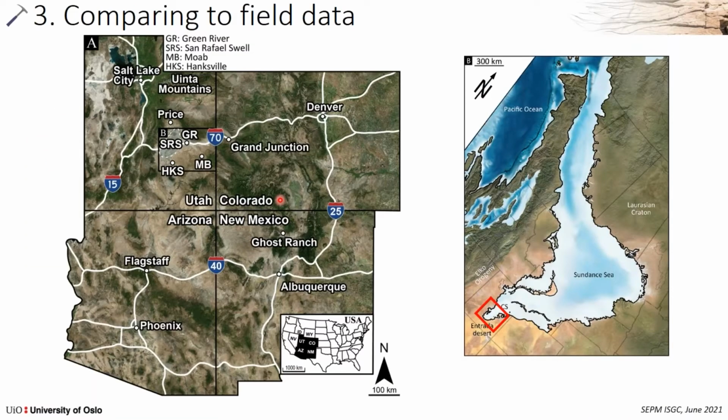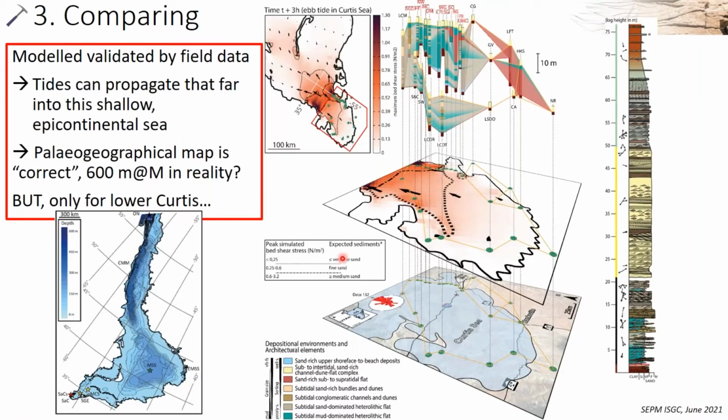Now, comparing it to field data, again, we are in Utah looking at rocks that were deposited in this innermost part of the sea. So this is a bit of a complicated slide, so just bear with me. I'm going to walk you through it. So this figure here shows the maximum extent of the Curtis Sea with a rose diagram showing the back and forth or the paleo current direction.